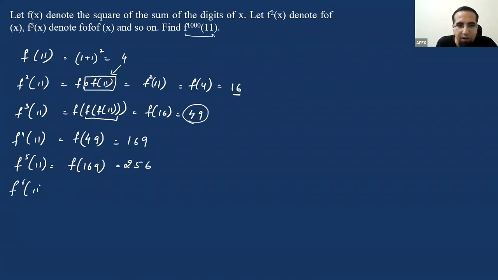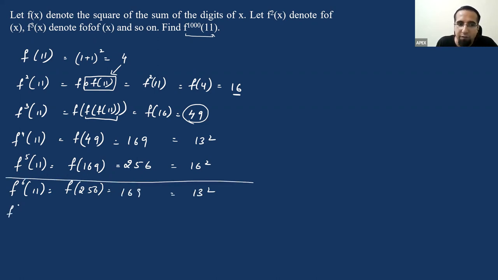Now, f6 of 11, now this is where the whole pattern ends. F6 of 11 is equal to f of 256, which is equal to 2 plus 5 plus 6, which is 13. This is equal to how much, guys? 13 square, which is 169. Now, if you observe from here, the trend is repeating. F7 of 11 will be again f of 169, which will be equal to 256. So this sequence will keep on repeating.